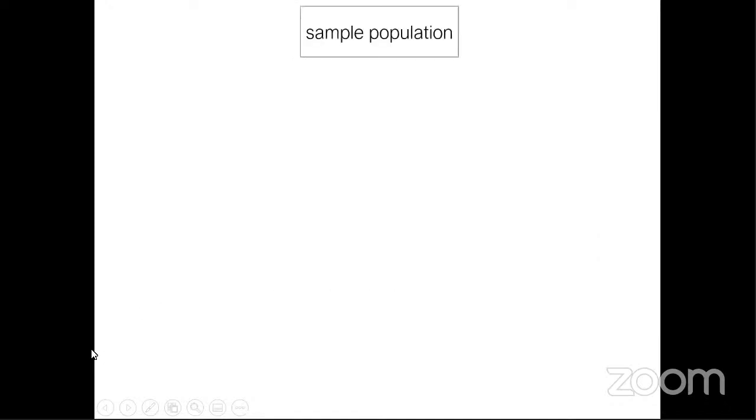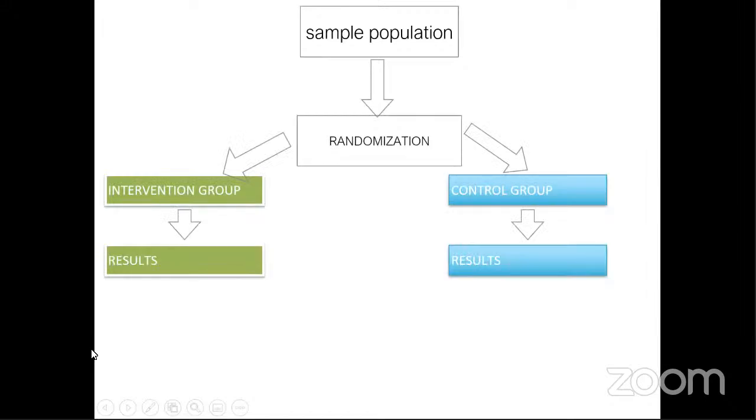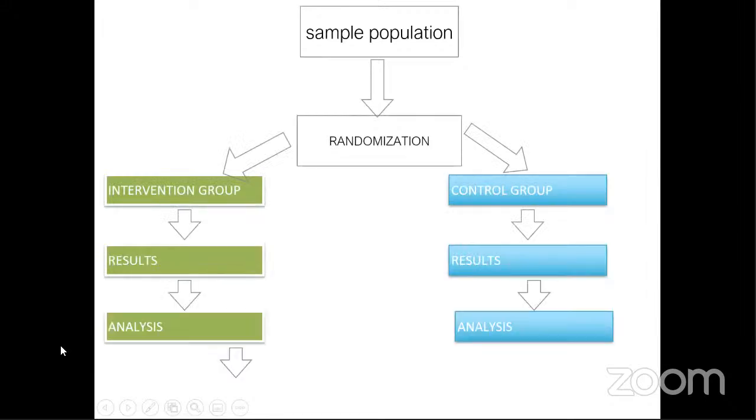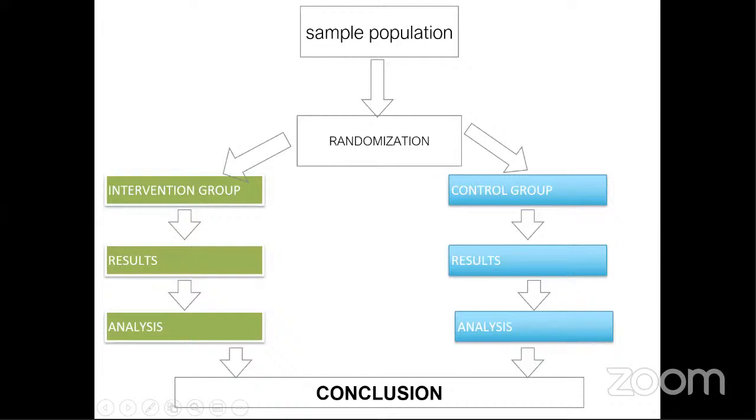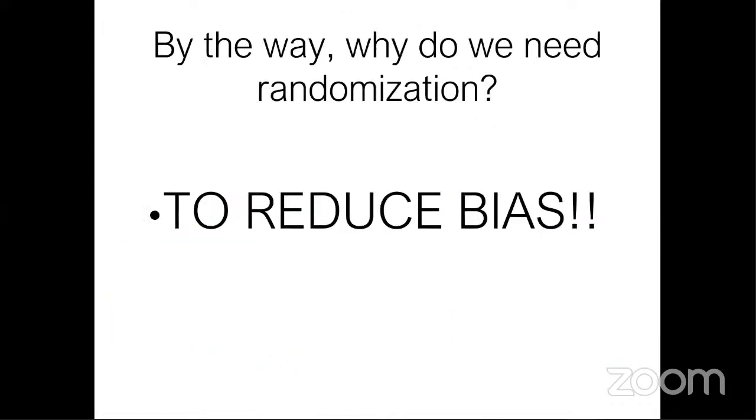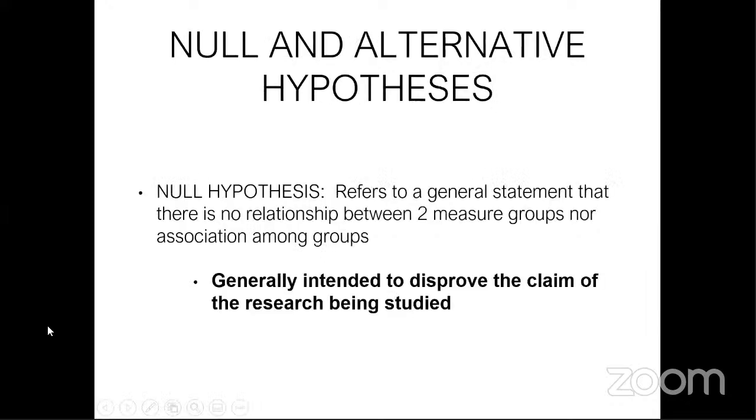Control group, then you will have your results. And then you will analyze. Then you conclude. Okay. So why do we need to randomize? You've also known this in your biostatistics, and this is to greatly reduce bias. Okay. So remember your null and alternative hypothesis.